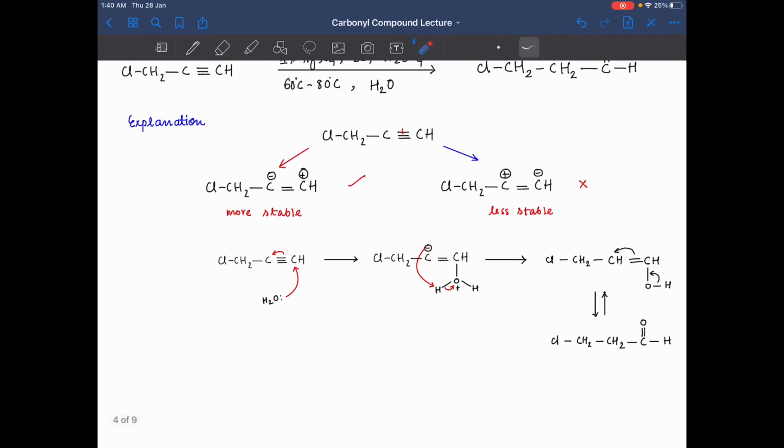There will be a negative charge on this carbon, and we know that Cl has a minus I effect, so this negative charge on this carbon will be easily stabilized by the minus I effect of this chlorine atom. But in the other case, the negative charge is much farther away from the chlorine atom, so it is not easily stabilized by the minus I effect of chlorine. So we can say that this structure is less stable.